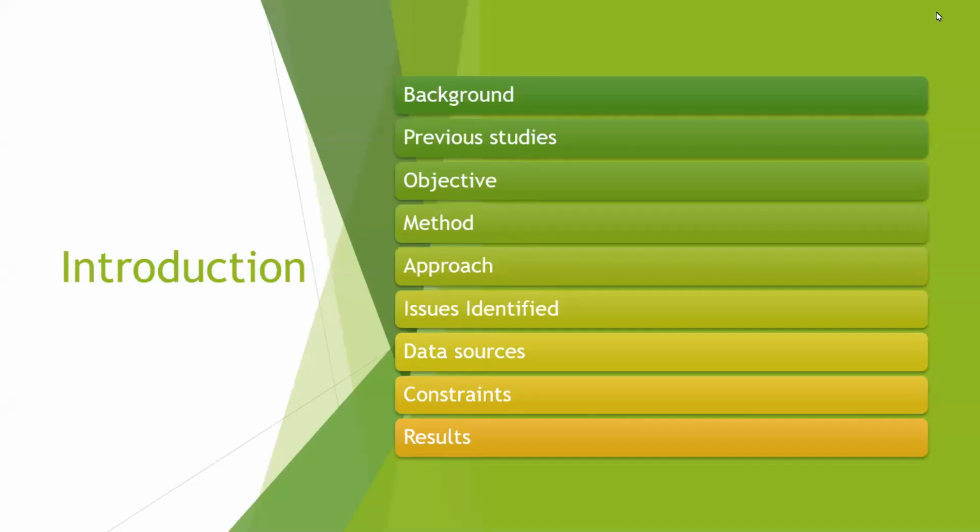We'll talk about the background of how public land came to be and how public land came to be landlocked. Talk about a previous study by the Teddy Roosevelt Conservation Partnership. Go through the objective of this study, talk about the methods I use, and then dive in with the approach, and I'll show the actual process. Talk about some issues identified in the scripting process, and then go over the data sources I ended up using, and then a few constraints for this type of analysis, and then I'll show the results, including a web map.